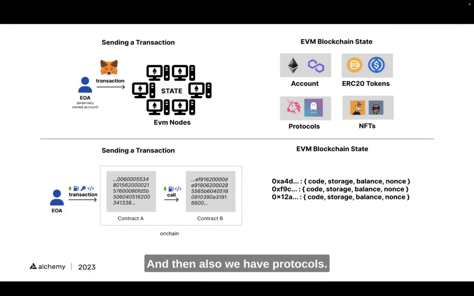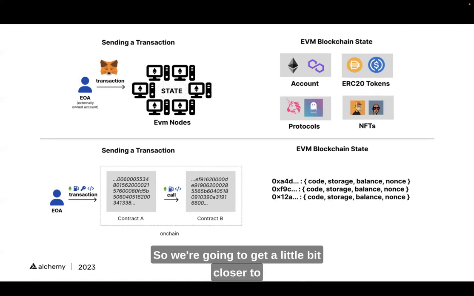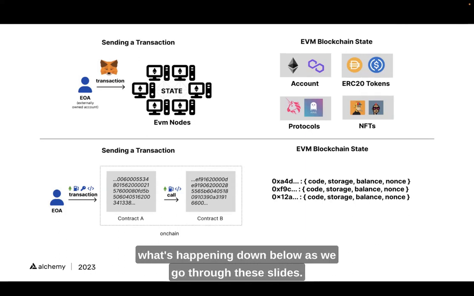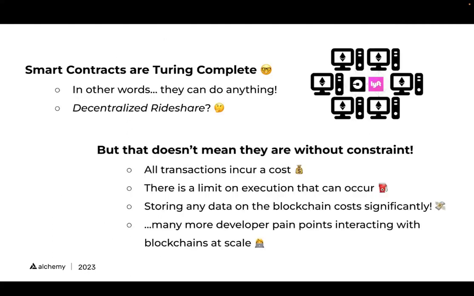And then also we have protocols. We have things that we interact with, programs and websites that we interact with to be able to trade these tokens or to be able to do something on the blockchain that is going to be important to us. Okay, so we're going to get a little bit closer to what's happening down below as we go through these slides. And I'm going to come back to this image so that we can understand this a little bit better.